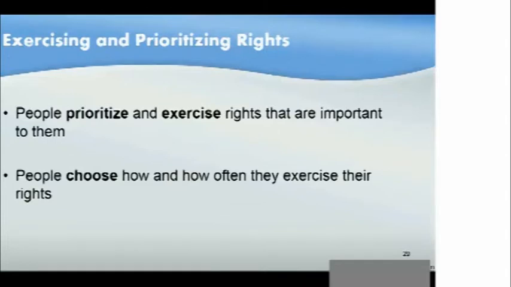Now here's a sneak peek of the PowerPoint, Honoring Individual Rights. Hoping that you will download it and use it. If you do not have someone in your agency who provides training for your staff, the state advocates can use this PowerPoint to come and do training for you. Let's start with exercising and prioritizing rights. People prioritize and exercise rights that are important to them. People choose how and how often they exercise their rights.